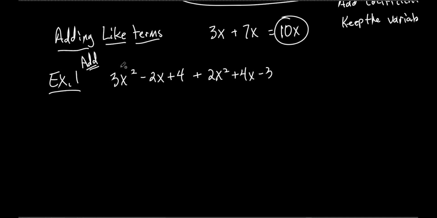So I've got the 3x squared. What other one is a like term with that? The 2x squared. So I just add those together. What do I get? 5x squared. That's right. Everybody with me on that? Yeah, easy. This is Algebra 1 stuff, to tell you the truth. Do you remember doing this in Algebra 1?